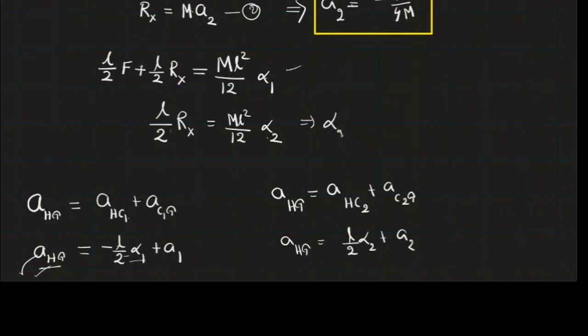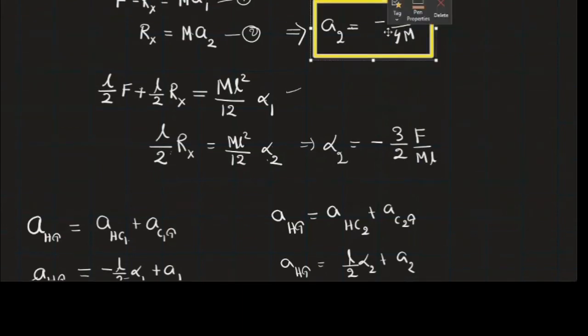And how to calculate alpha 2? If I put the value of Rx equal to minus F by 4 that we calculated, this will equal to minus 3 by 2 F by ML. This way we obtain the two results, one for the A2 and one for the alpha 2.